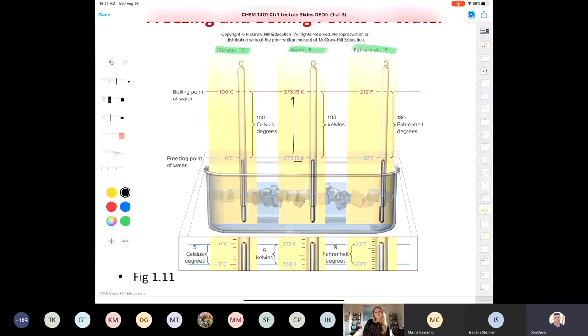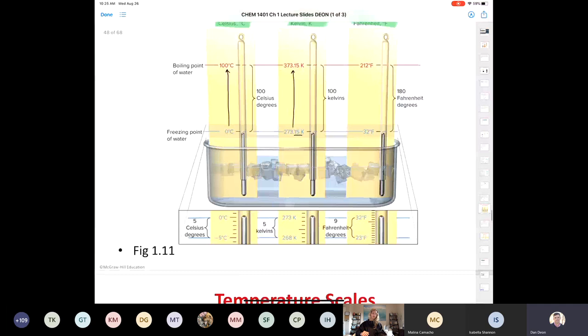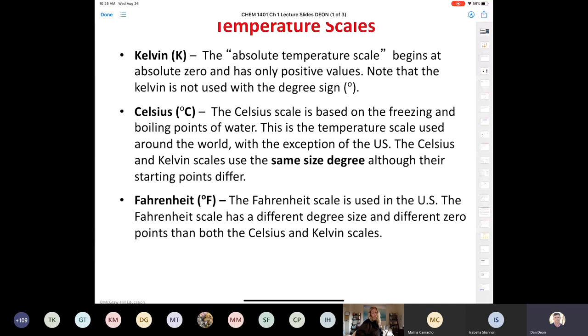So the absolute temperature scale, or the Kelvin scale, begins at absolute zero and only has positive values, no negative values. Note that there's no degree sign, so we don't call it degrees Kelvin. It's just simply Kelvin, like Cher or Madonna. Then we have degrees Celsius. The Celsius scale is based on the freezing and boiling points of water. I should add that that's at sea level, at 1 atmosphere of pressure.